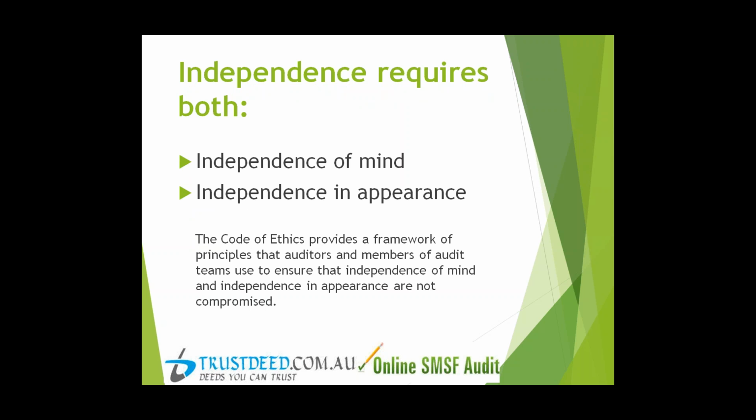Independence in appearance is the avoidance of facts and circumstances that are so significant that an informed third party having knowledge of all the relevant information would reasonably conclude a firm's integrity has been compromised. The Code of Ethics provides a framework of principles that you can use to ensure that independence of mind and independence in appearance are not compromised.